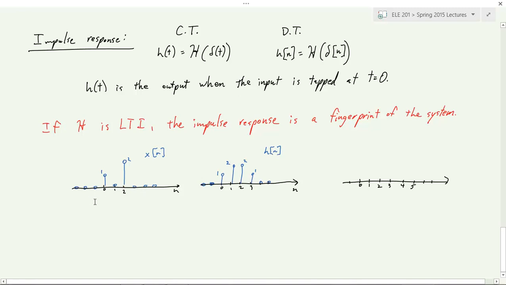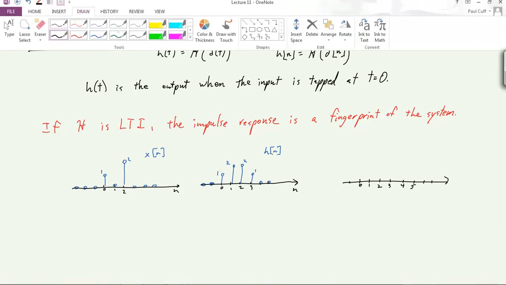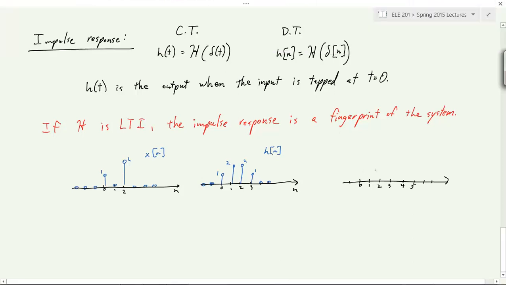So I can decompose this into the sum of two simple signals. The first one I already know the answer to, right? I already know that the output in response to that first input at time 0 is going to be the impulse response. Okay? So that's from x at time 0.